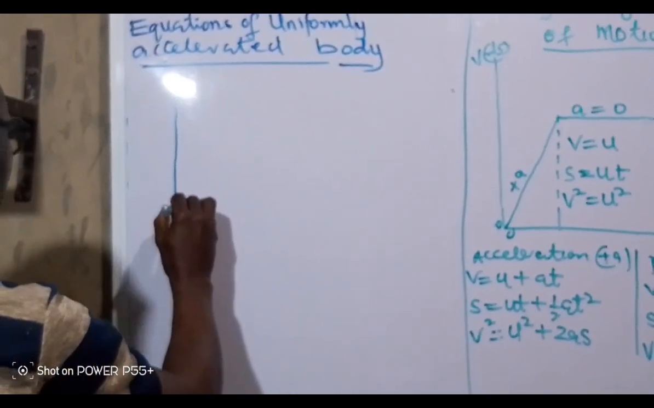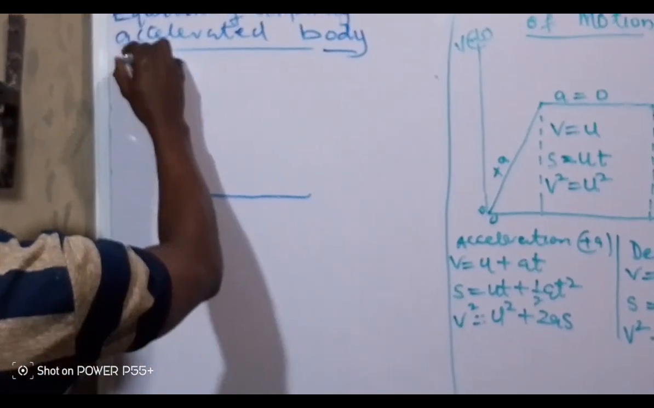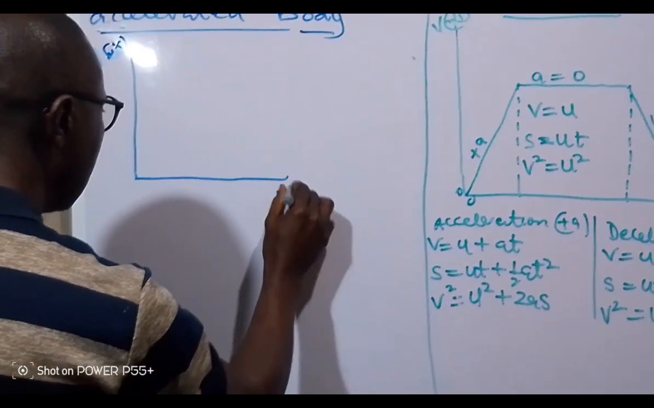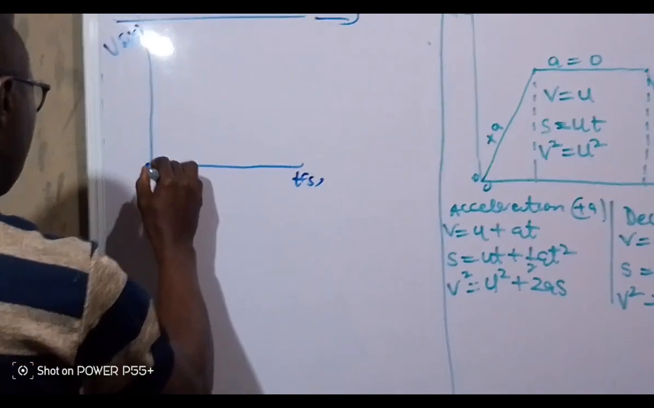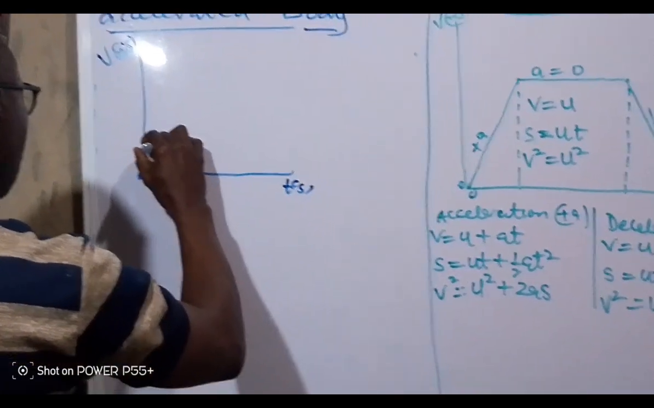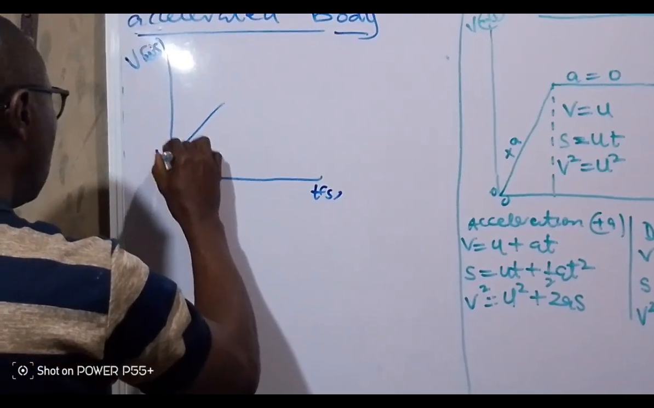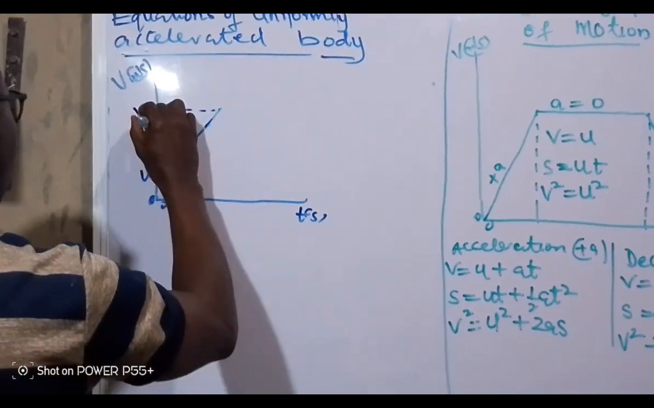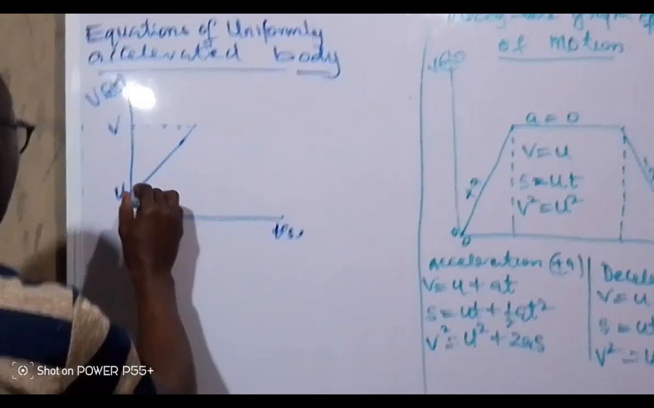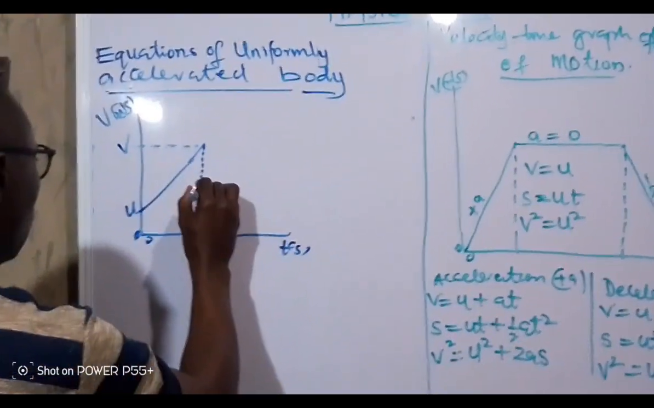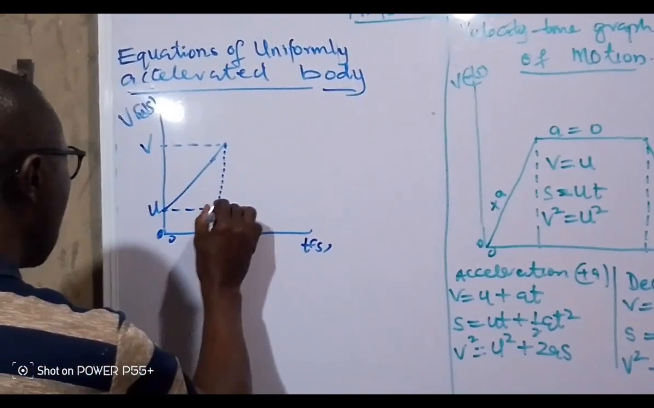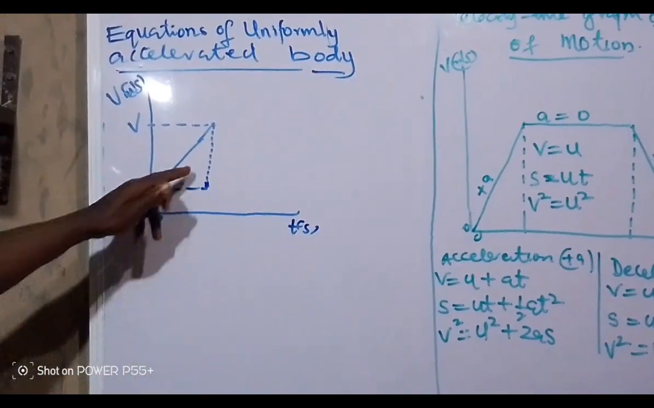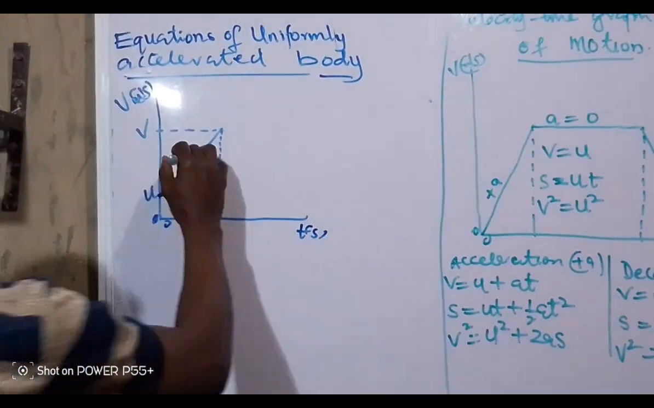Let's say you have the velocity time graph like this, velocity in meters per second, and this is time in seconds. 0, 0, an object. Let's say this is U, the initial velocity, and here is the final velocity. Now, the slope, as we have discussed in our former lesson, the slope of this graph is acceleration.